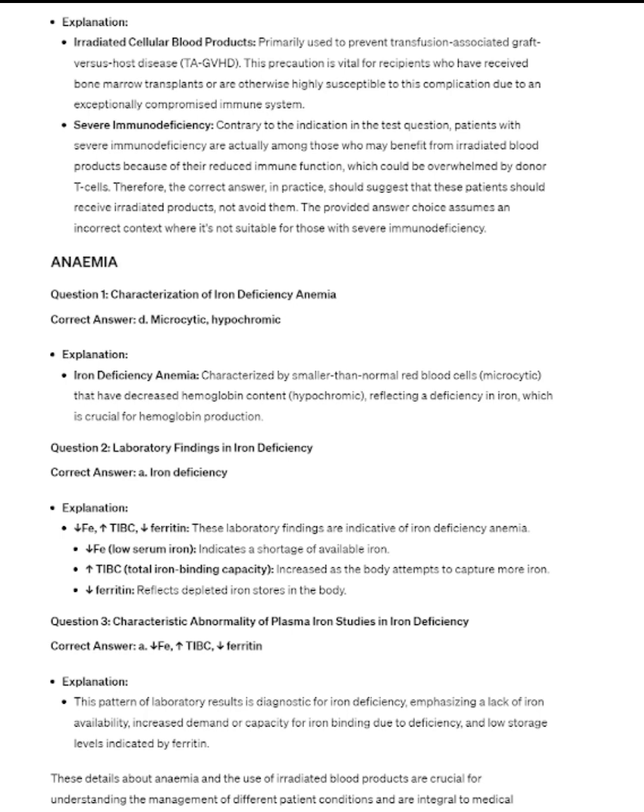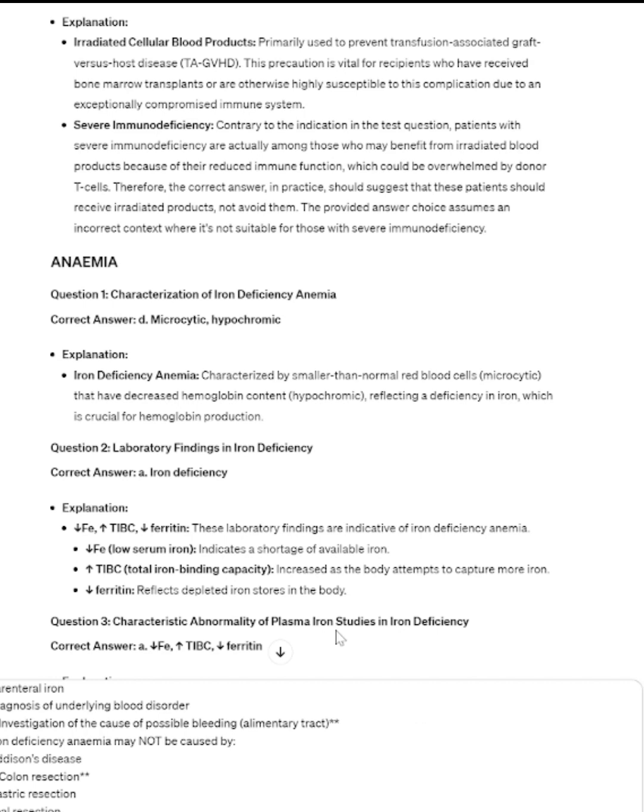Question 2. Laboratory findings in iron deficiency. Correct answer, A. Iron deficiency: Fe low, TIBC high, ferritin low. Explanation. These laboratory findings are indicative of iron deficiency anemia. Fe, low serum iron, indicates a shortage of available iron. TIBC, total iron binding capacity, increased as the body attempts to capture more iron. Ferritin reflects depleted iron stores in the body.